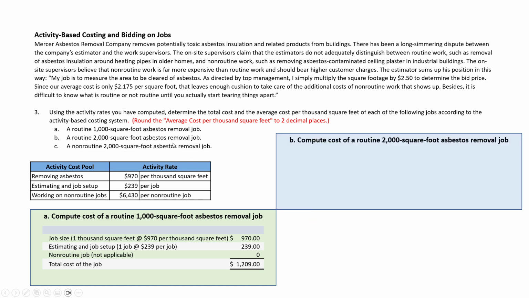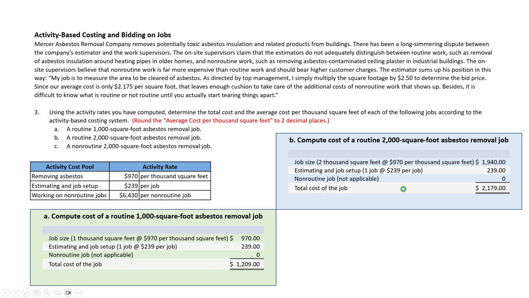Next, they want us to cost out a 2,000 square foot asbestos removal job. So very similar to what we did with the first one, $970 per 1,000 square foot for removing asbestos, this time times 2, which is $1,940 in removing asbestos cost. It's still estimating a job setup, one job, so we're still going to add in $239 for estimating a job setup.